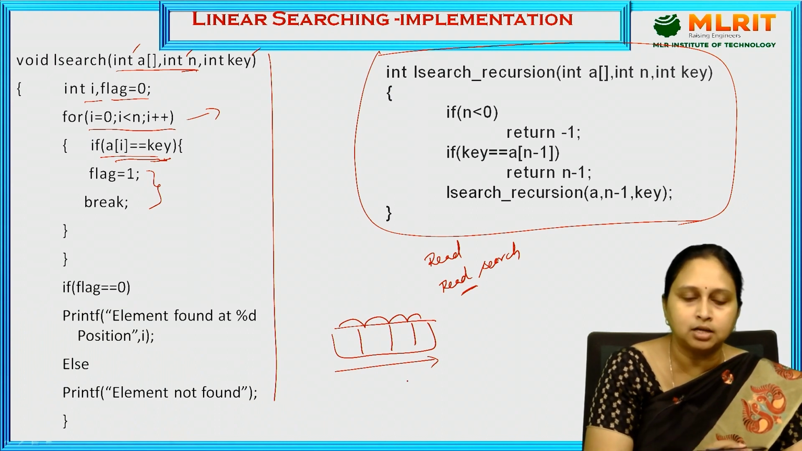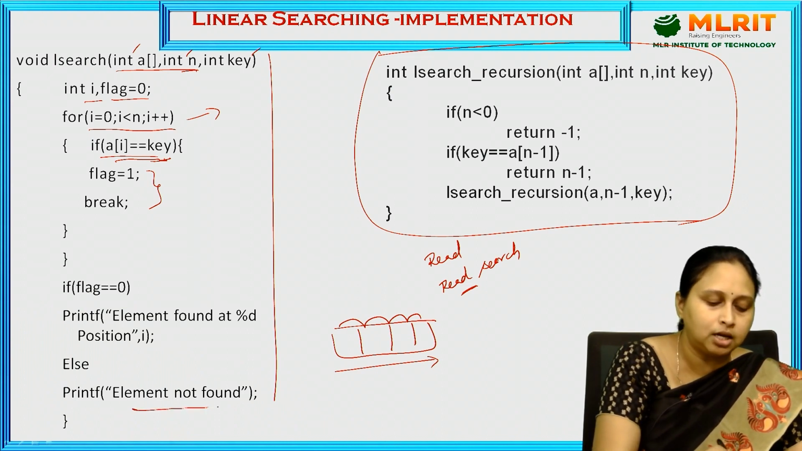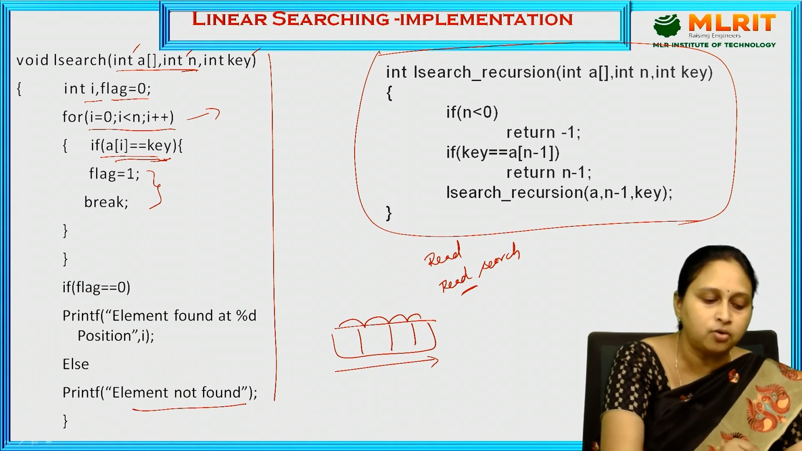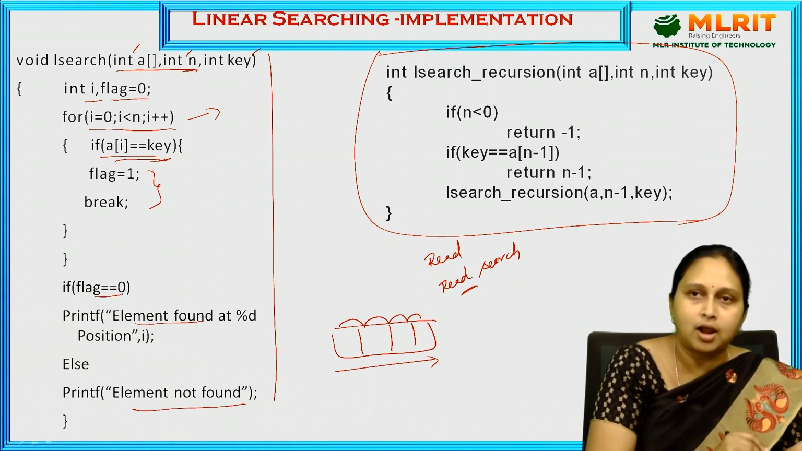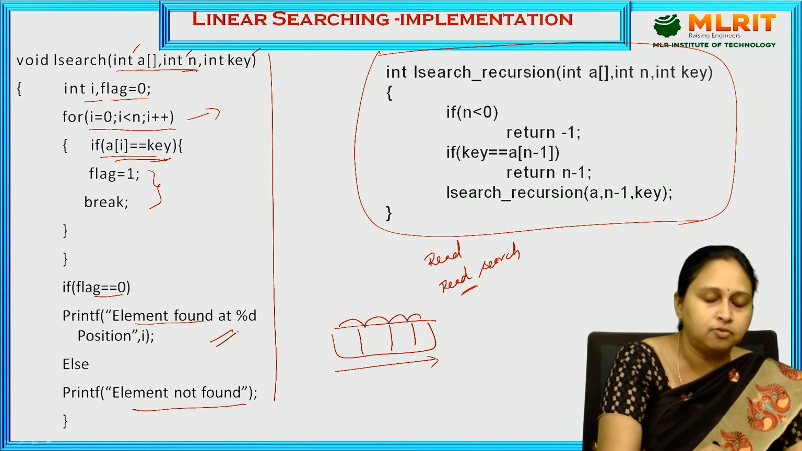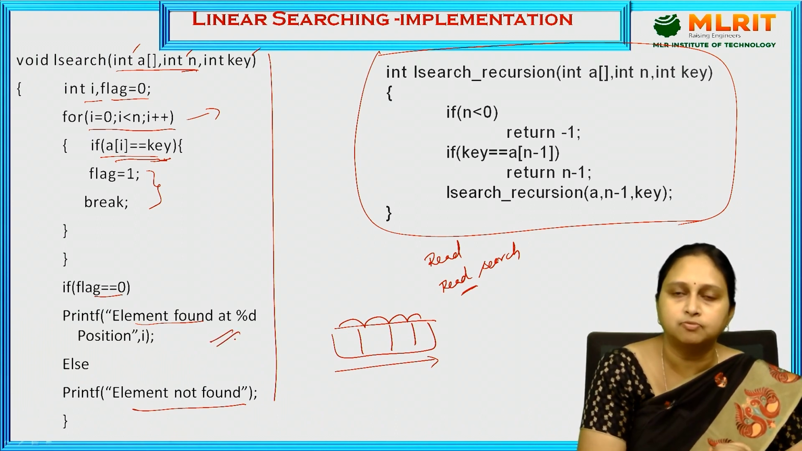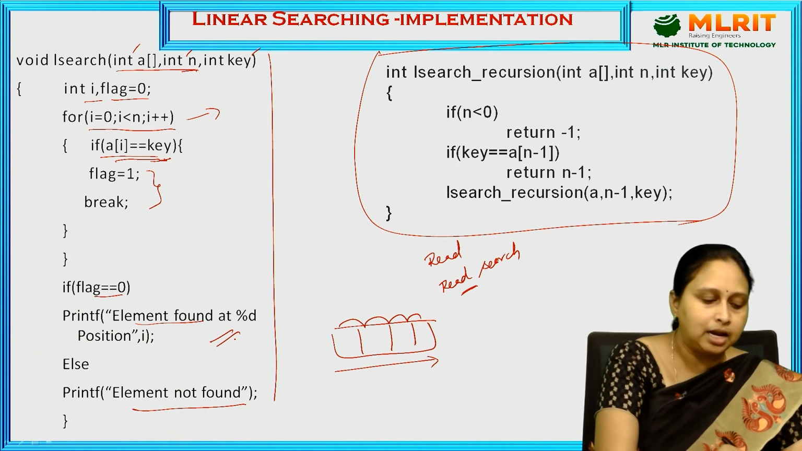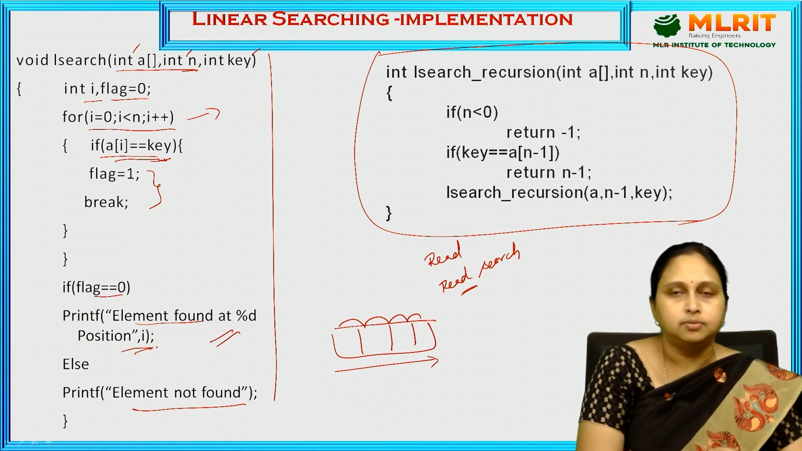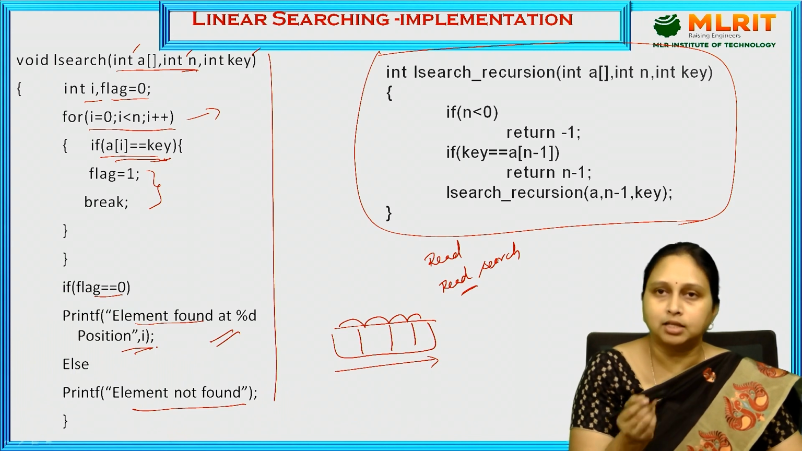In that particular case, it has to return that the key element is not found. If the key element is found, then it goes with the flag value equal to 0 and the key element found at a particular index. In the previous example, we found the element at the 5th position. In that way, it returns the index value where the key element is present.